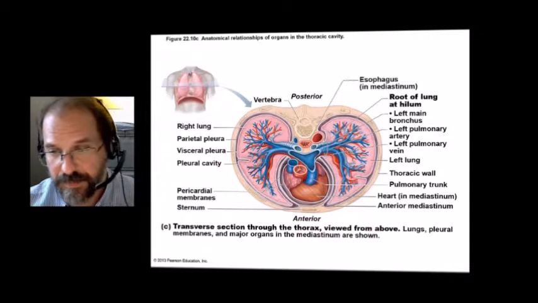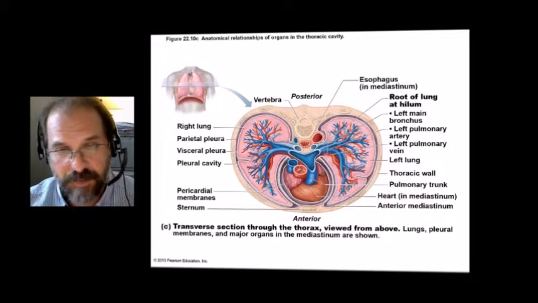Let's see, anything else we leave out? That's all just structural material here.